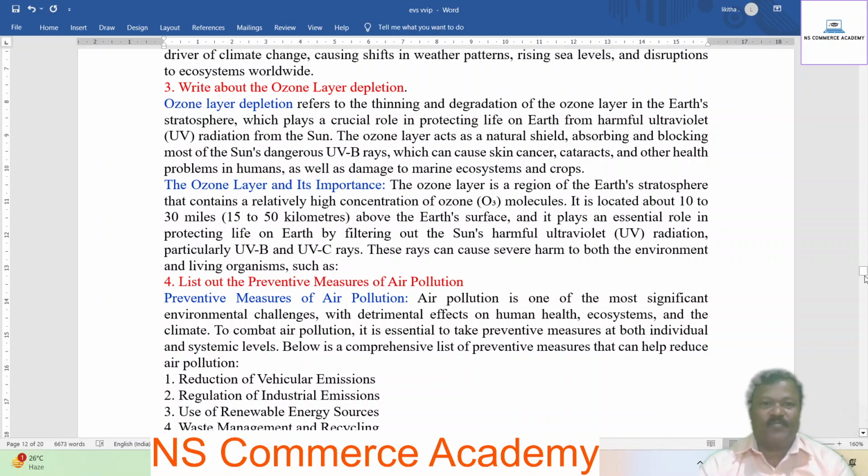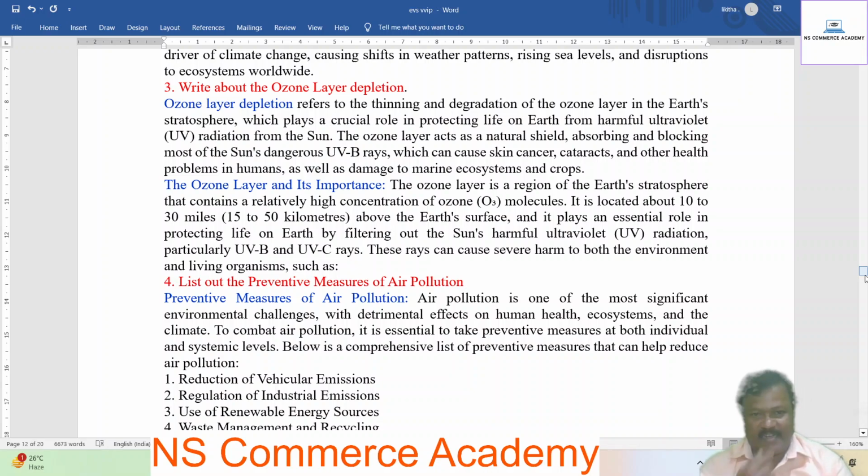Third question: write about the ozone layer. Ozone layer depletion refers to the thinning and degradation of the ozone layer in the Earth's stratosphere, which plays a crucial role in protecting life on Earth from harmful ultraviolet UV radiation from the sun. The ozone layer acts as a natural shield, absorbing and blocking most of the sun's dangerous UVB rays, which can cause skin cancers, cataracts, and other health problems in humans, as well as damage to the marine ecosystem and crops.